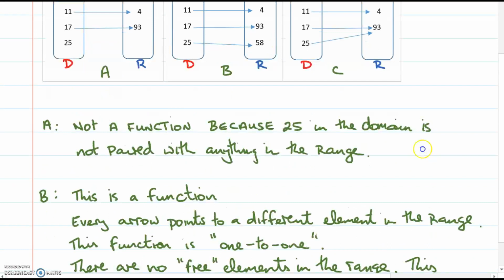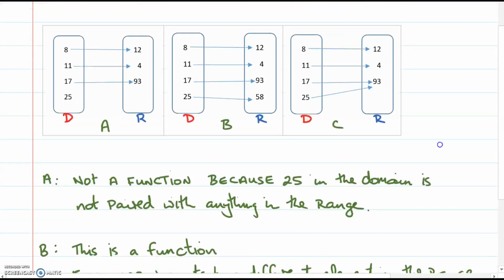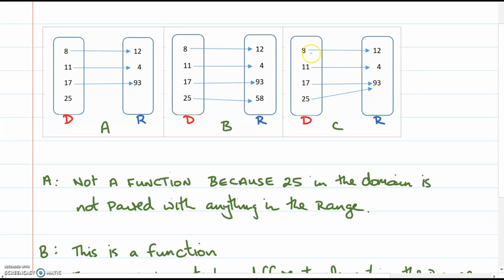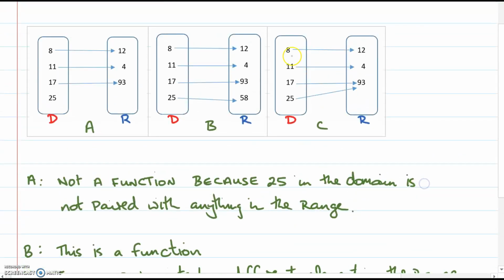Okay, time to look at part C. So, is it a function first? How many arrows leave each point in the domain? So there's one arrow leaving 8, one arrow leaving 11, one arrow leaving 17, one arrow leaving 25, and there are no free elements over here. So this is a function, because there's only one arrow leaving each element in the domain, and every element in the domain is used.